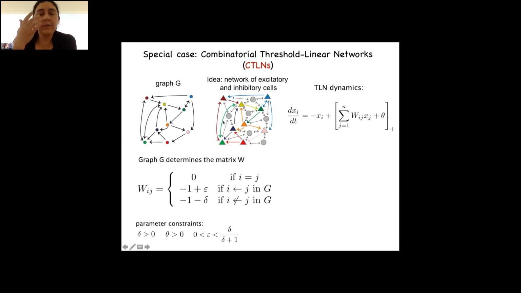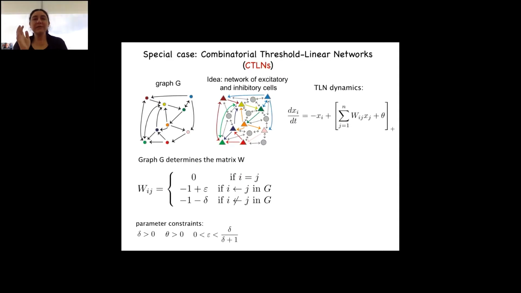Okay, so in order to study this question, again, we have relaxed from the symmetric case. We are now considering asymmetric networks, and so we need to impose, at least to begin with, some additional assumptions to make life easier. And this has led us to look at a special case, which is combinatorial threshold linear networks. So these are all threshold linear networks. What makes them combinatorial is that the W matrix really is completely dictated by a directed graph together with a choice of epsilon and delta parameters.